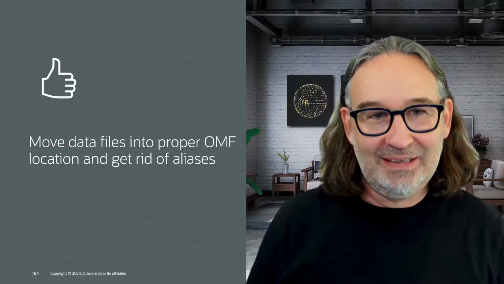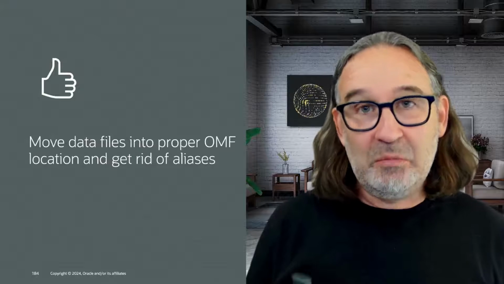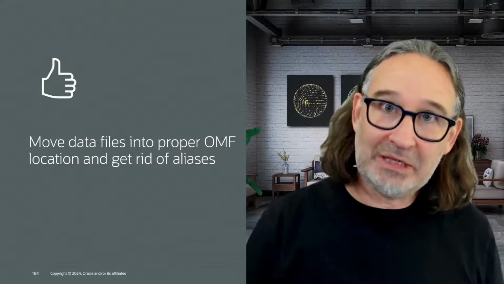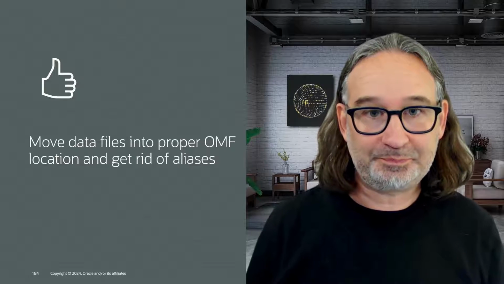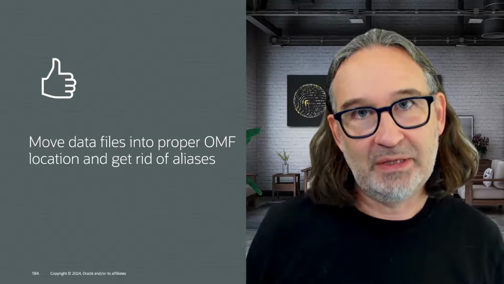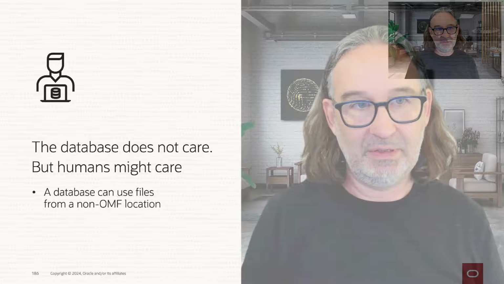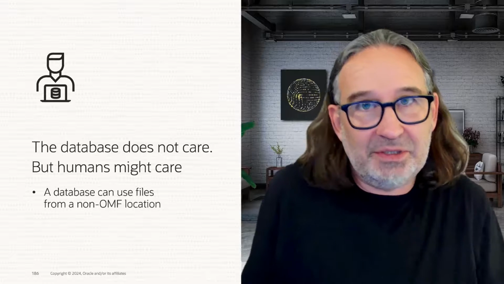The real file. So you can move the data files afterwards into a proper OMF location, and then you can get rid of the aliases. How do we do that? So this is the location on the primary. So we plugged in, but you see the files still point to the non-CDB OMF location, not to any new location. The database does not care.